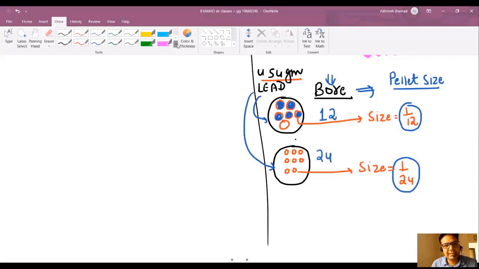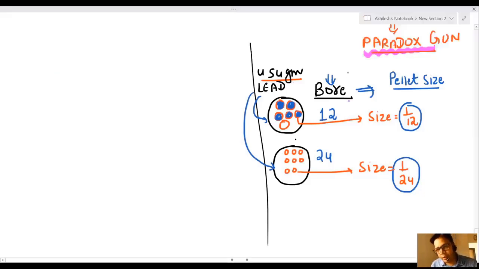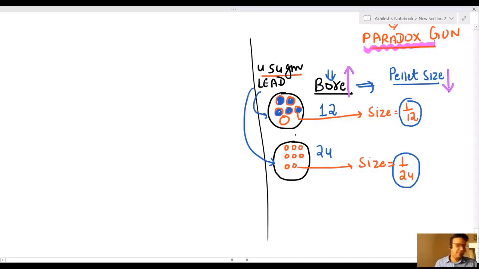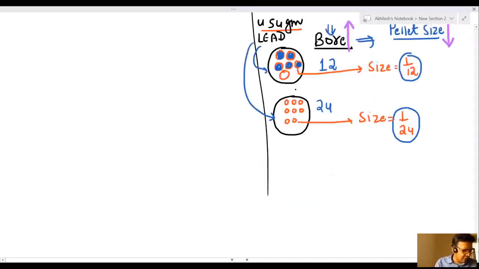If bore is more, the size of the pellet will be less. If bore is more, the size of the pellet will be less. That is a very, very important part. Okay, now this table should be continued.